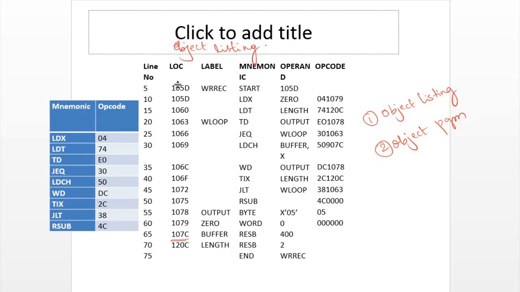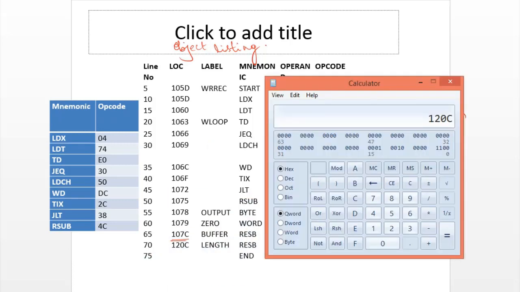So for this example, what is the last address? It is 102C, which occupies 2 bytes. So our last address will be 102C plus 2. 102C is already there, I'll just add 2 to it, which will be equal to 102E, minus the starting address. What is the starting address? It is 105D. We get 1B1. So this is the length of our object code.